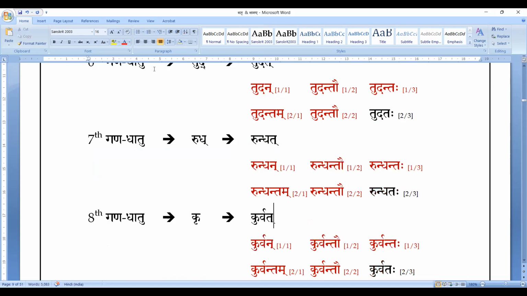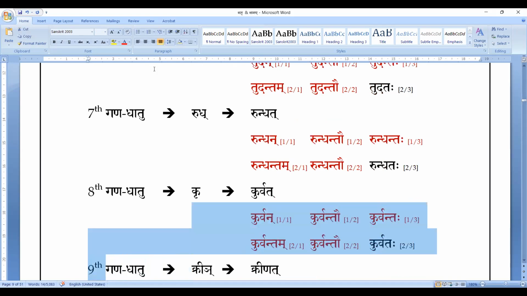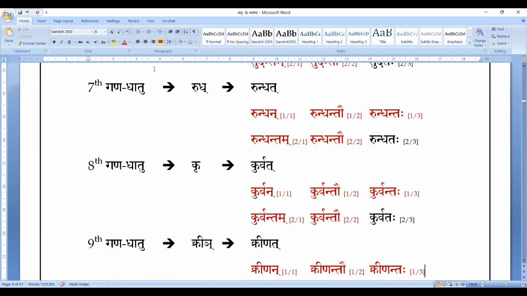And eighth gana, we have already said, also has some special rules. But an important dhatu is Kuru dhatu, which will become Kurvat. In the last class, I said Kuru becomes Kar and Kar becomes Ku. That Ka will become Ku. That's a special rule. Kurvat. Then Sarvanamasthane Pratyaya Pare, Num Bhavati: Kurvan, Kurvantau, Kurvantaha, Kurvantam, Kurvantau, Kurvataha iti.